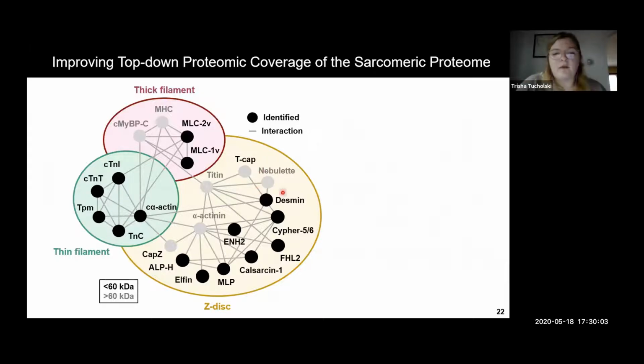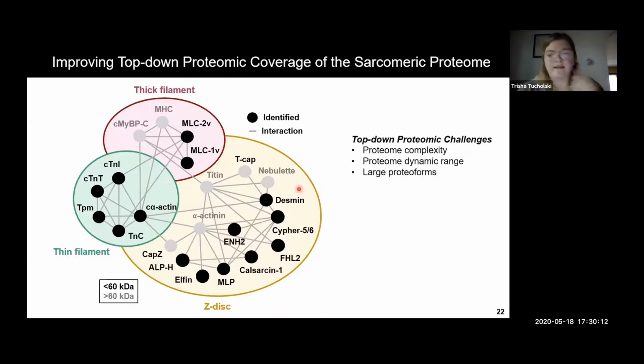And then there's also proteins in our Z disk, which is a signaling hotspot in the sarcomere that we really want to be able to analyze and look at the different proteoforms that are arising. So a lot of my doctoral work has focused on method development toward top-down proteomic analysis of our heart proteome. And it's, as we know, highly complex and also has a really high dynamic range, which are both challenges for top-down proteomics. And in addition, we really care about looking at larger proteoforms in the heart, but that's also a challenge for top-down proteomics, as I'll mention on the next slide.